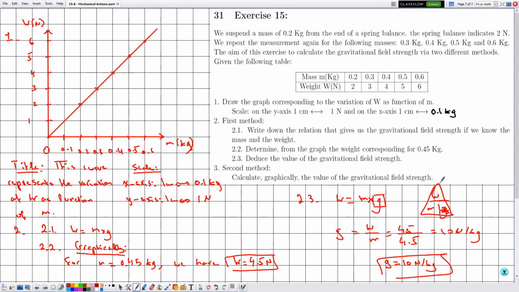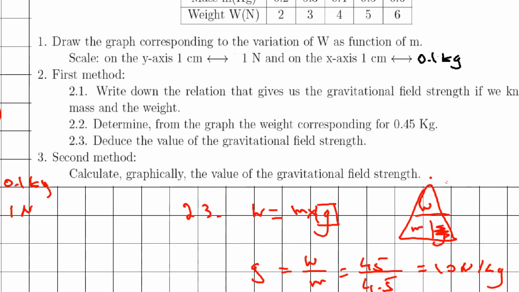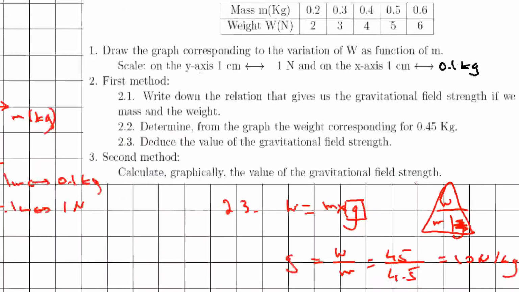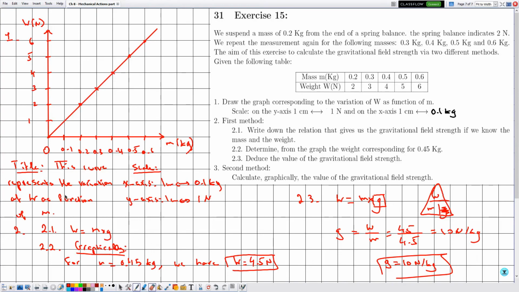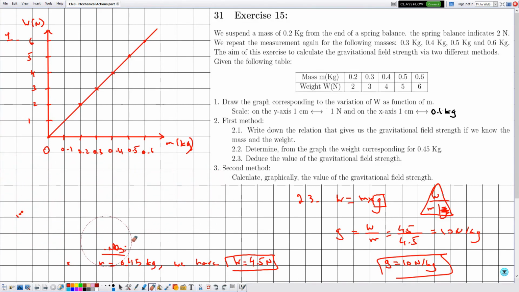Now in number 3, second method, they are telling me calculate graphically the value of the gravitational field strength. And here, because it's a direct question, this can be calculated using the graphical method, which is the slope. And the slope consists of 4 steps.